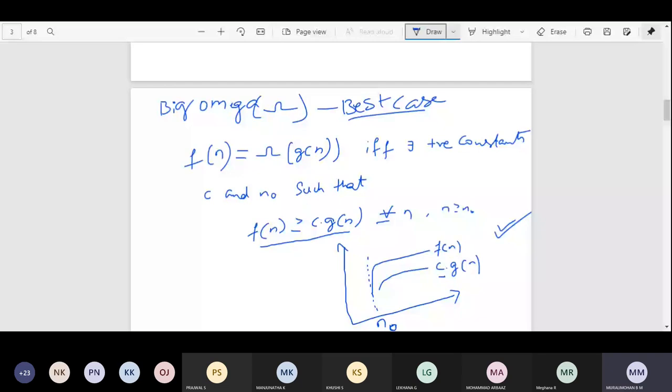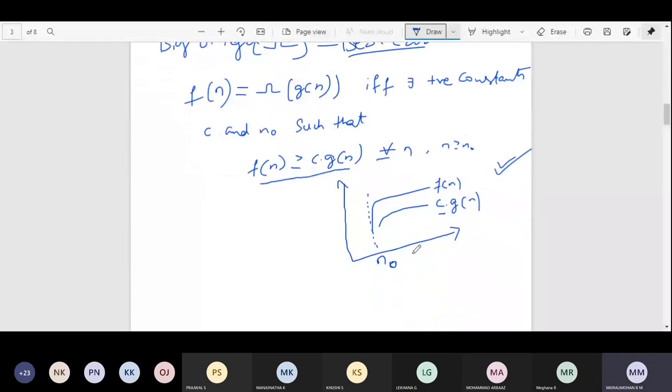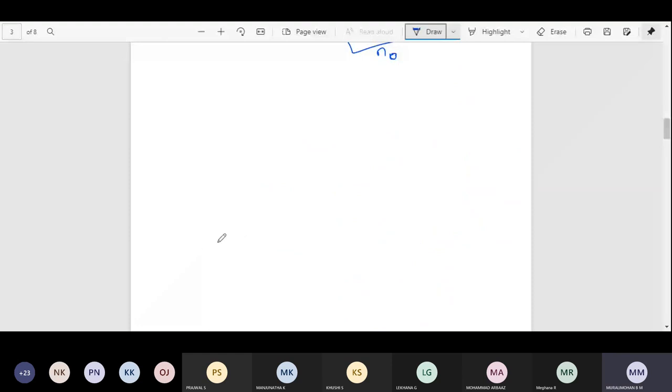Okay. So can we have one example here, please? Very simple example. Let us take 100n plus 6 is equals to omega of n. Can you prove this? f of n is greater than or equals to c into g of n. You should prove this one now. Previously, you were proving that it is less than or equals to c into g of n. Now you should prove this is greater than or equals to c into g of n. How to prove?